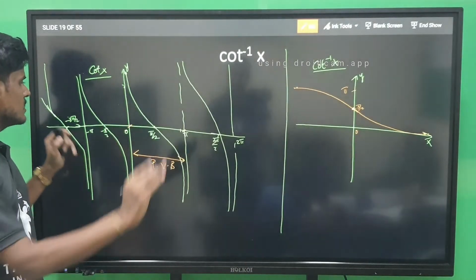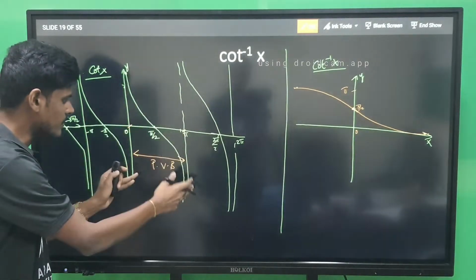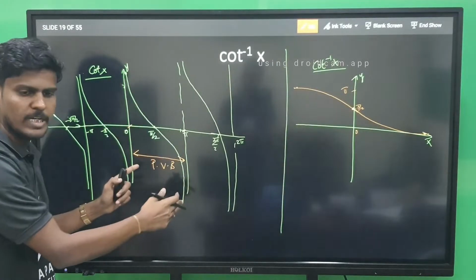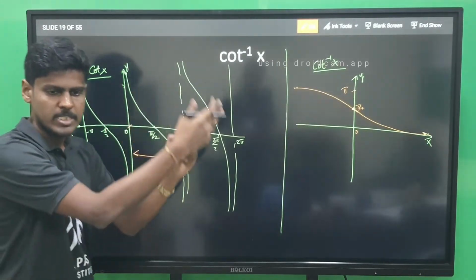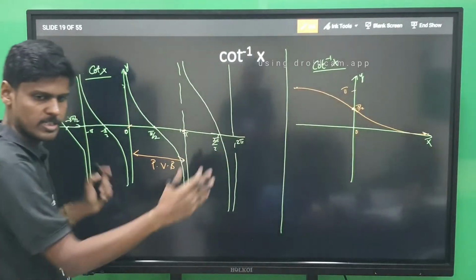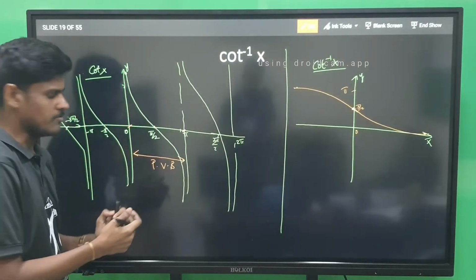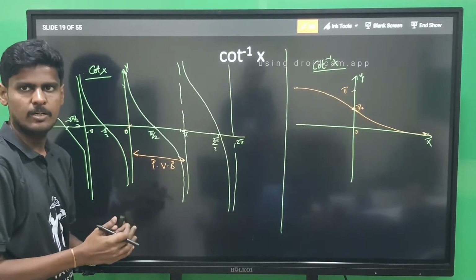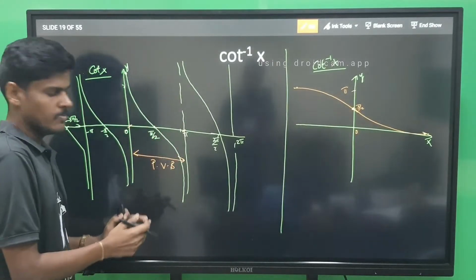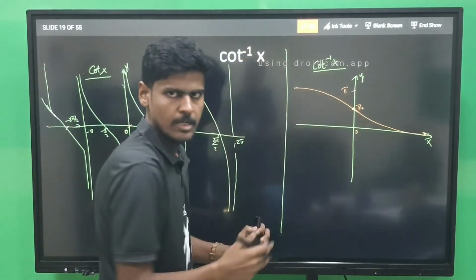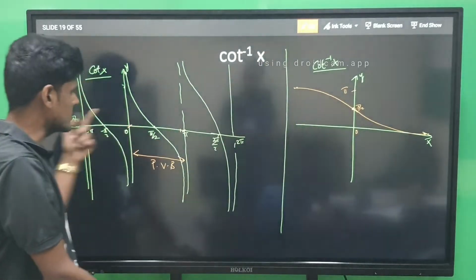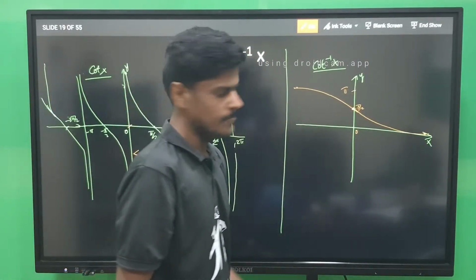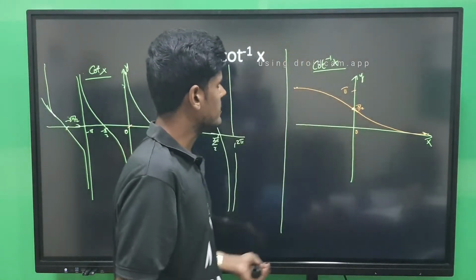Is it clear, students? What did we do? First we restricted the branch, that is the principal value branch. We took the principal value branch so that the inverse function is possible. This is a many to one function. We should first find the branch that makes this function one to one as well as onto. So we take this branch and plot it in the opposite manner, that is x becomes y, y becomes x. Input becomes output, output becomes input. This is the graph of cot inverse x.